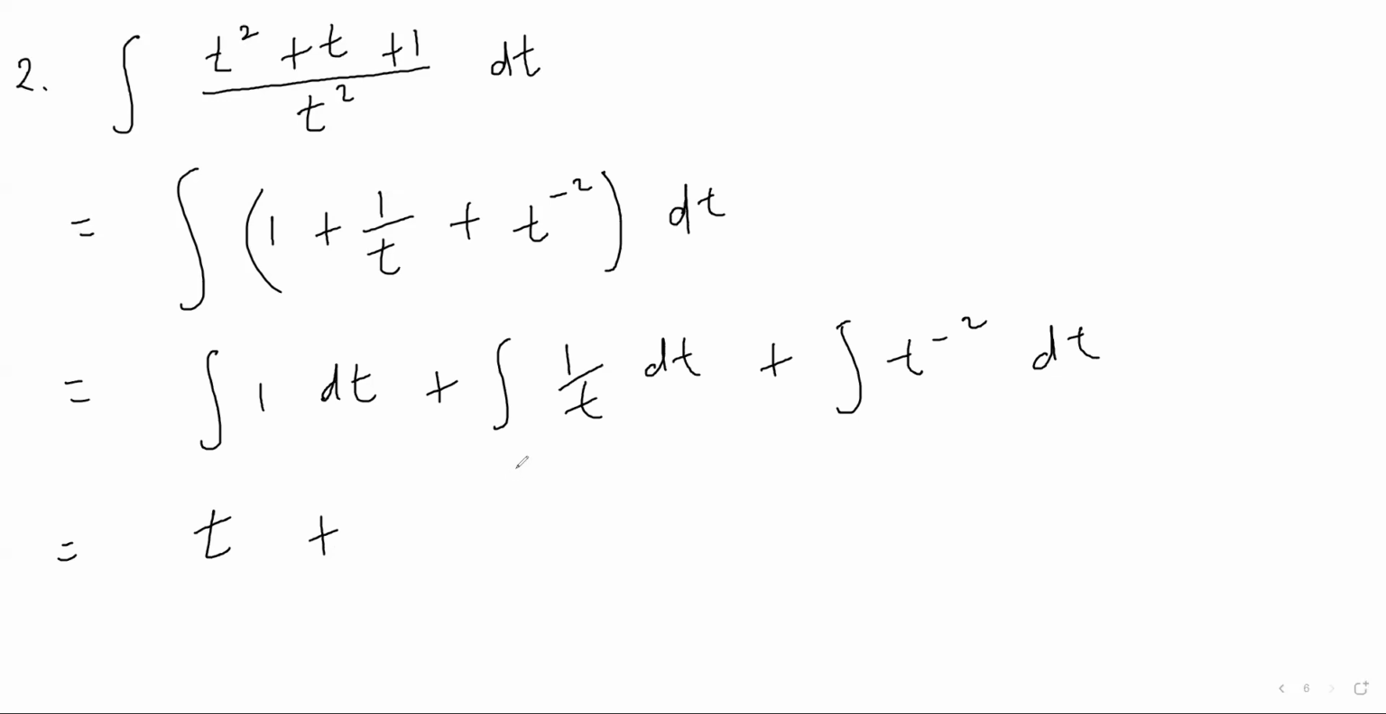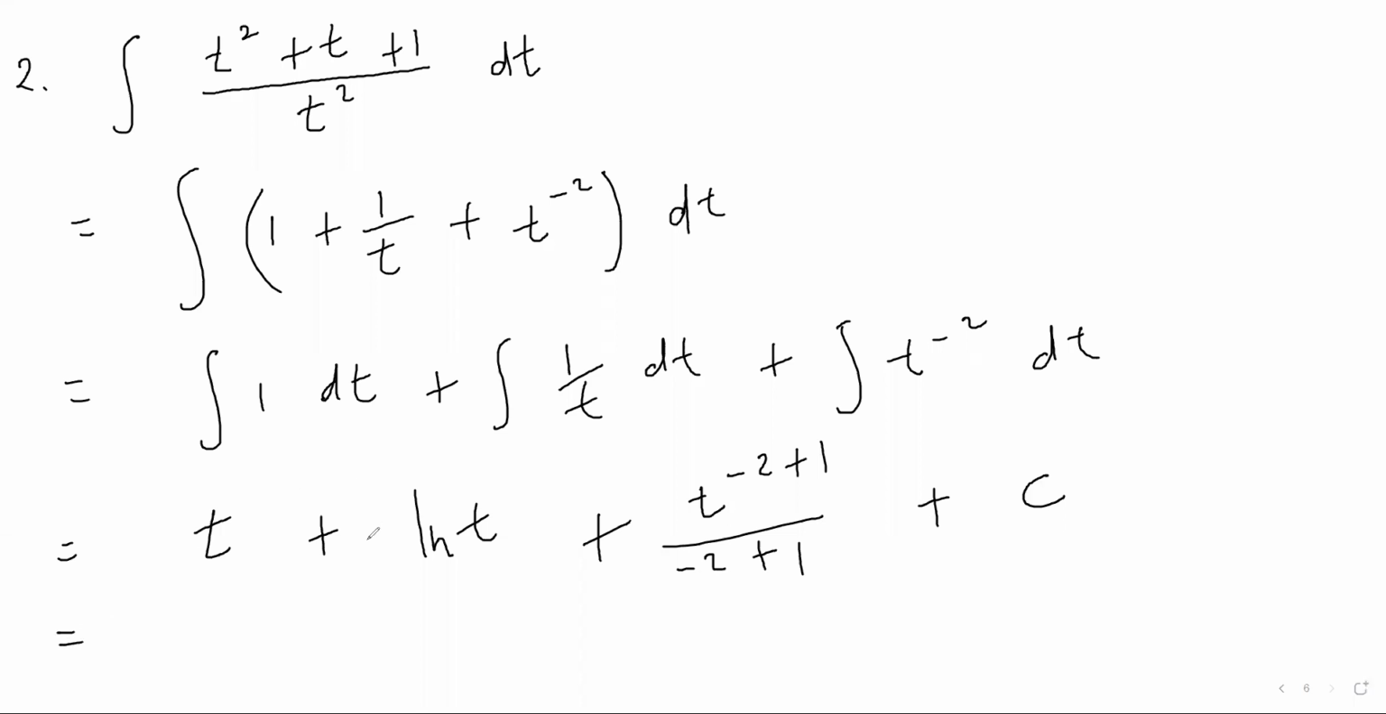The integral of 1 over t with respect to t is simply ln t. And we'll say plus the integral of t to the minus 2. Applying one of our rules, we've got t to the minus 2 plus 1, over minus 2 plus 1. Now that's all the terms, so now we add the c at the end, plus c. And then we move on to see what the answer is.